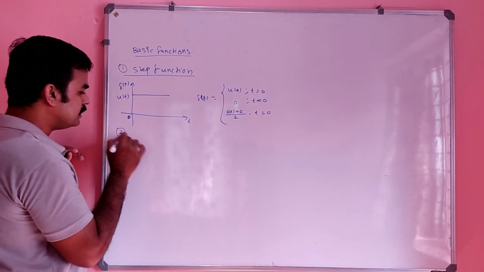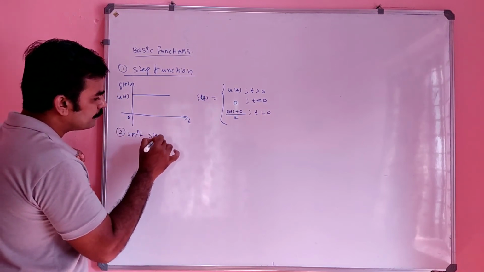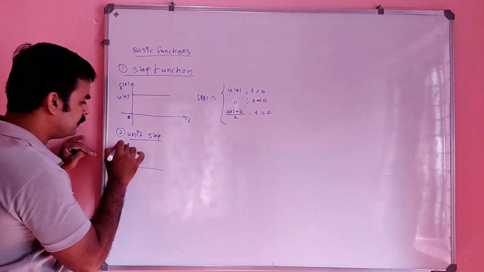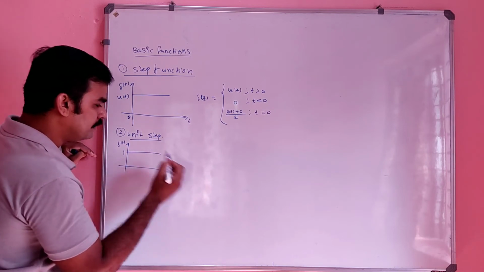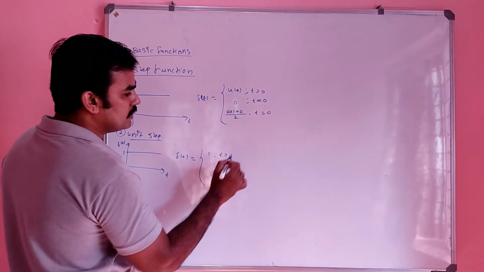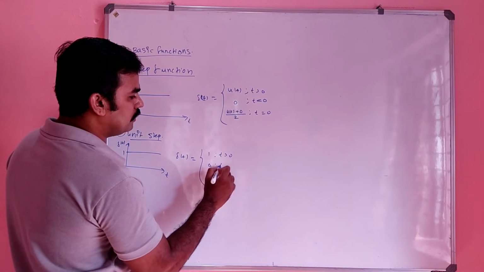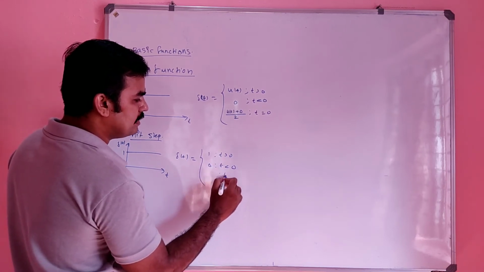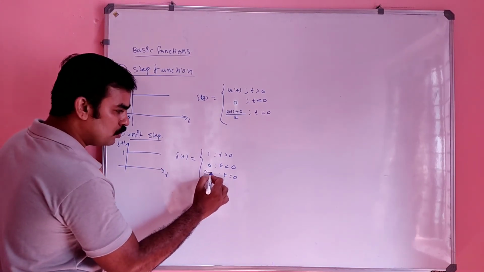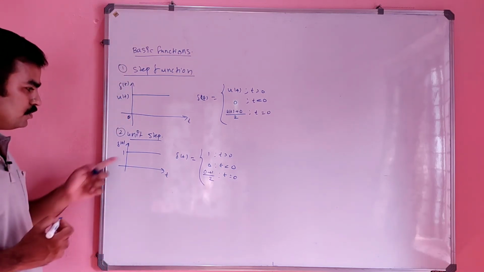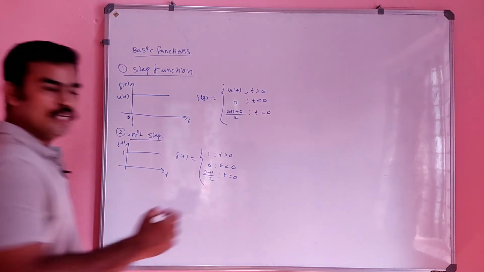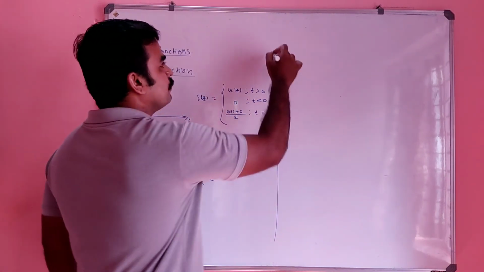And next is the unit step. Suppose the step function f of t has a value of 1 for t greater than 0, that is f of t equal to 1 for t greater than 0 and 0 for t less than 0. And what is the value at t equal to 0? It is 0 plus 1 by 2, that's all. If you represent a signal in this manner, it is called the unit step function, with magnitude 1.